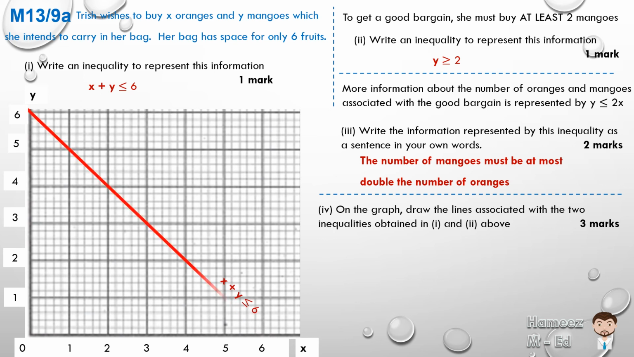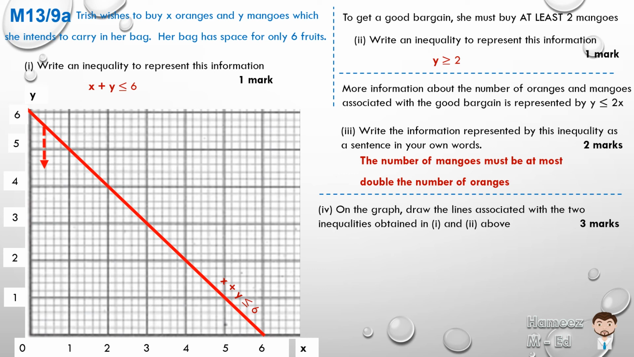And that line tells us at any point in time, if we look at any part of that red line, if we add up the x term and the y term, and of course they must be whole numbers, you can't buy half an orange or quarter a mango, then x plus y is equal to 6. But x plus y is less than 6 as well. That's possible because the bag can hold less than 6 fruits. So we indicate that by a red arrow pointing downwards.